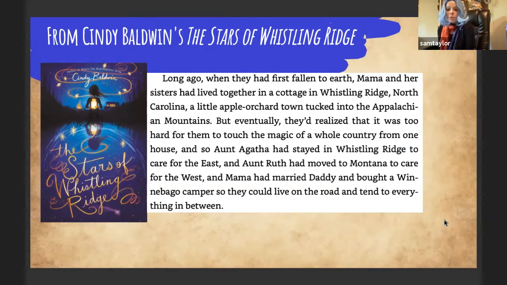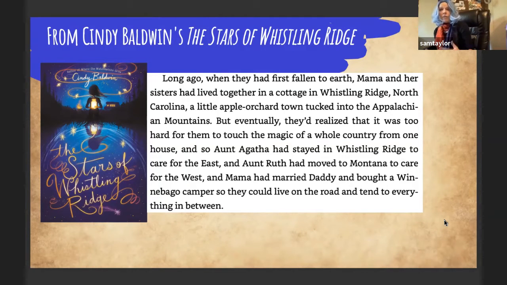"Long ago, when they had first fallen to earth, Mama and her sisters had lived together in a cottage in Whistling Ridge, North Carolina, a little apple orchard town tucked into the Appalachian Mountains. But eventually, they'd realized that it was too hard for them to touch the magic of a whole country from one house. And so Aunt Agatha had stayed in Whistling Ridge to care for the East, and Aunt Ruth had moved to Montana to care for the West. And Mama had married Daddy and bought a Winnebago camper so they could live on the road and tend to everything in between." And I just loved this presentation of magic in the story.